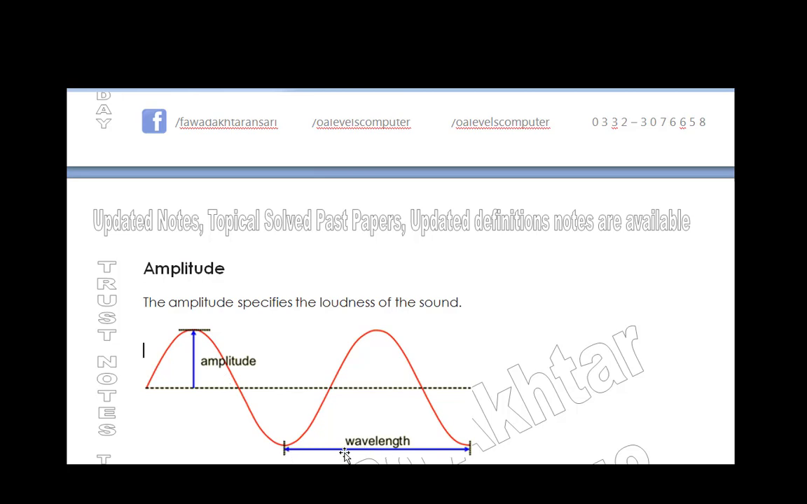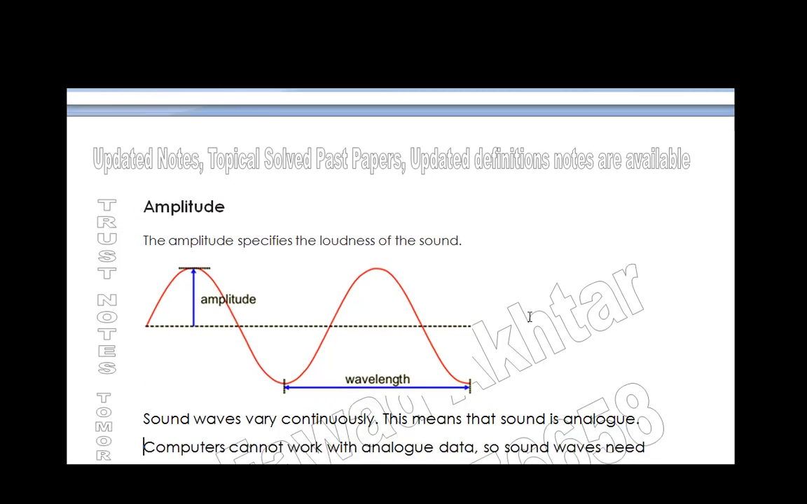And for the wavelength, you can see the distance from point A to point B. So this is measured by the wavelength, and the height is measured by the amplitude, where we can specify the loudness of the sound. This is called amplitude. I hope you understood the point.